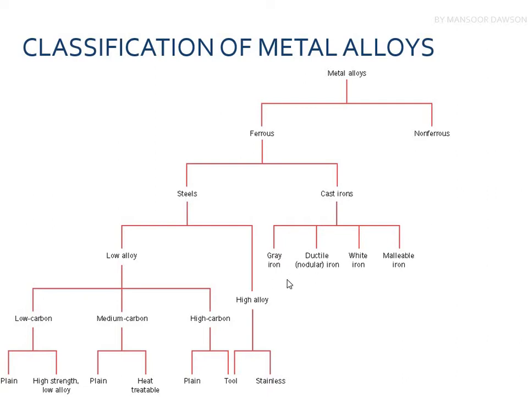In cast irons we have four types: grey cast iron, ductile cast iron, which is also called nodular cast iron, white cast iron, and malleable cast iron. These are the types of cast irons.